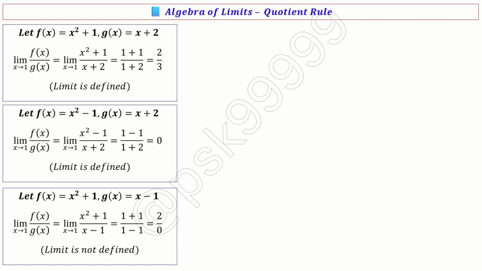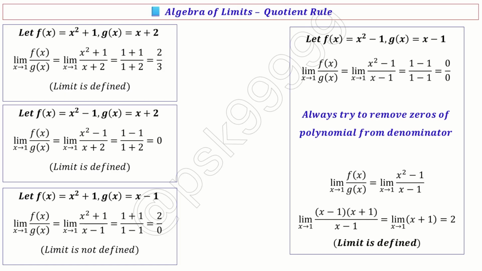In this case, x square plus 1 and g of x is x minus 1, the denominator becomes 0 if I substitute x equal to 1. So which means the limit is not defined. Is it correct? No, this is where we need to apply our algebraic rules and then find the limit. How do we do it?